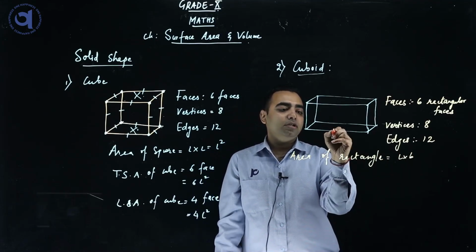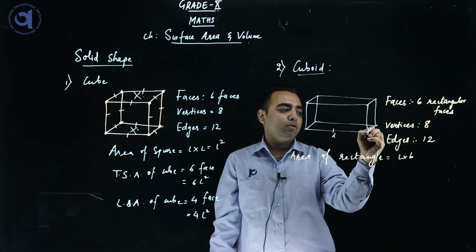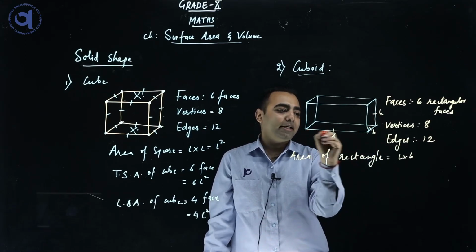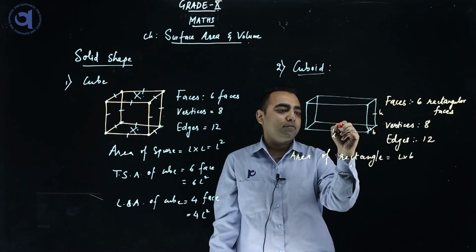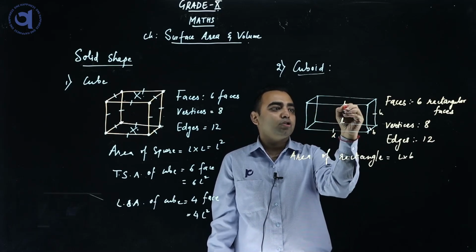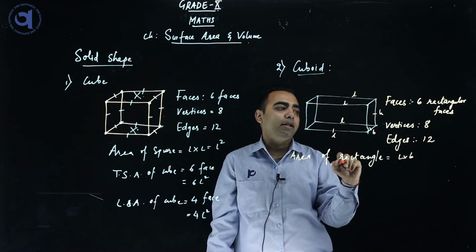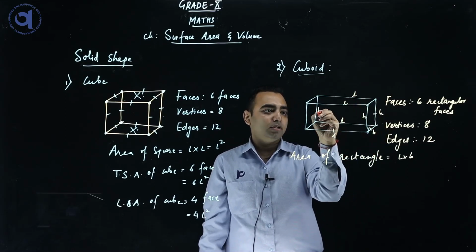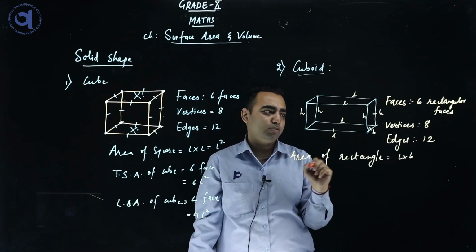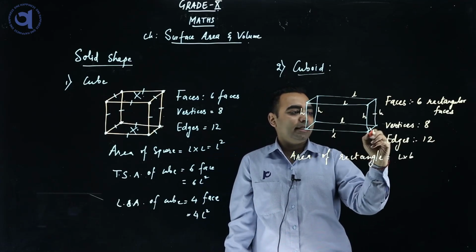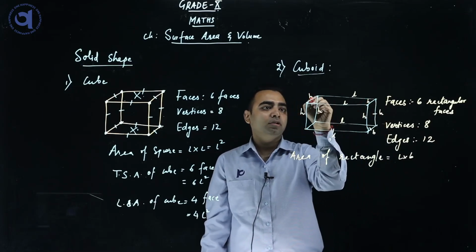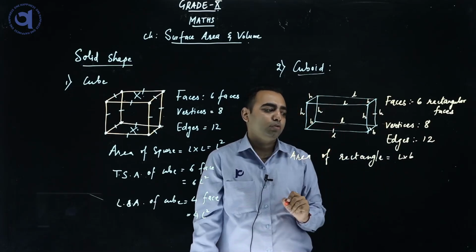Now if we consider here, this is called length, this is called breadth and this is called height. Now if this line is parallel to this line, then this will also be L, this will also be L and this is also L. Seeing these parallel lines, this will be height, this will also be height and this will also be height. And the slanting lines will be breadth, this is also breadth, this is also breadth and this will also be breadth.